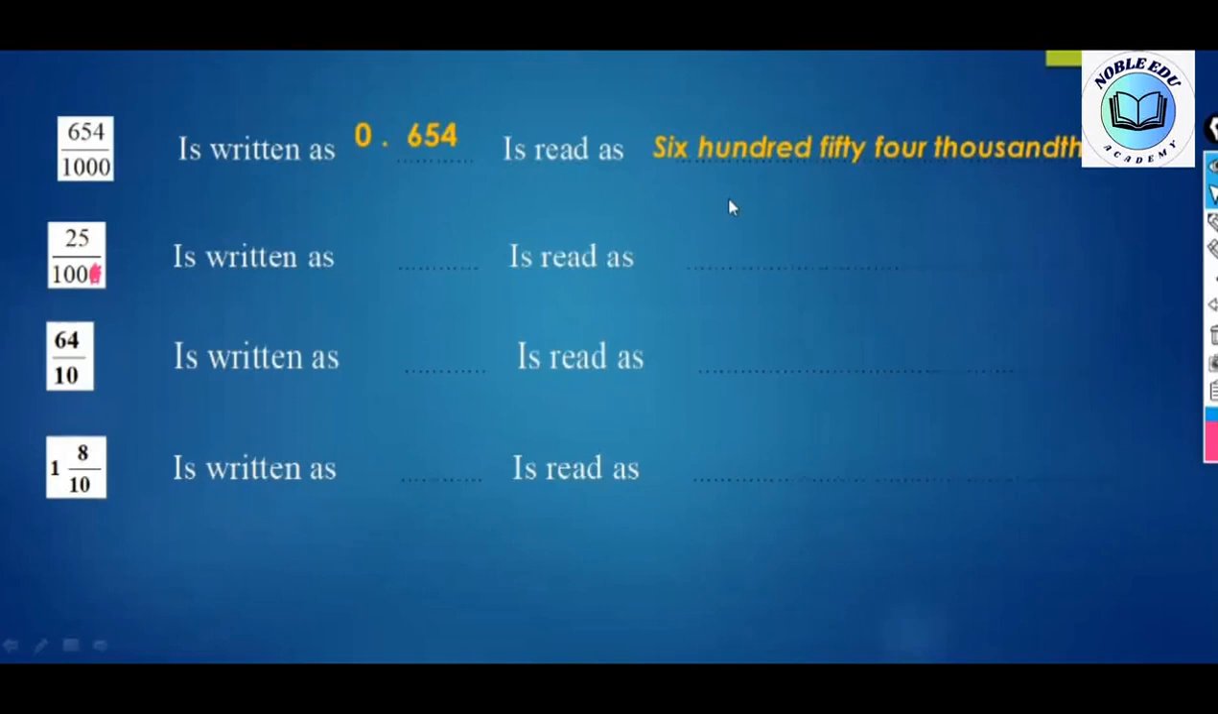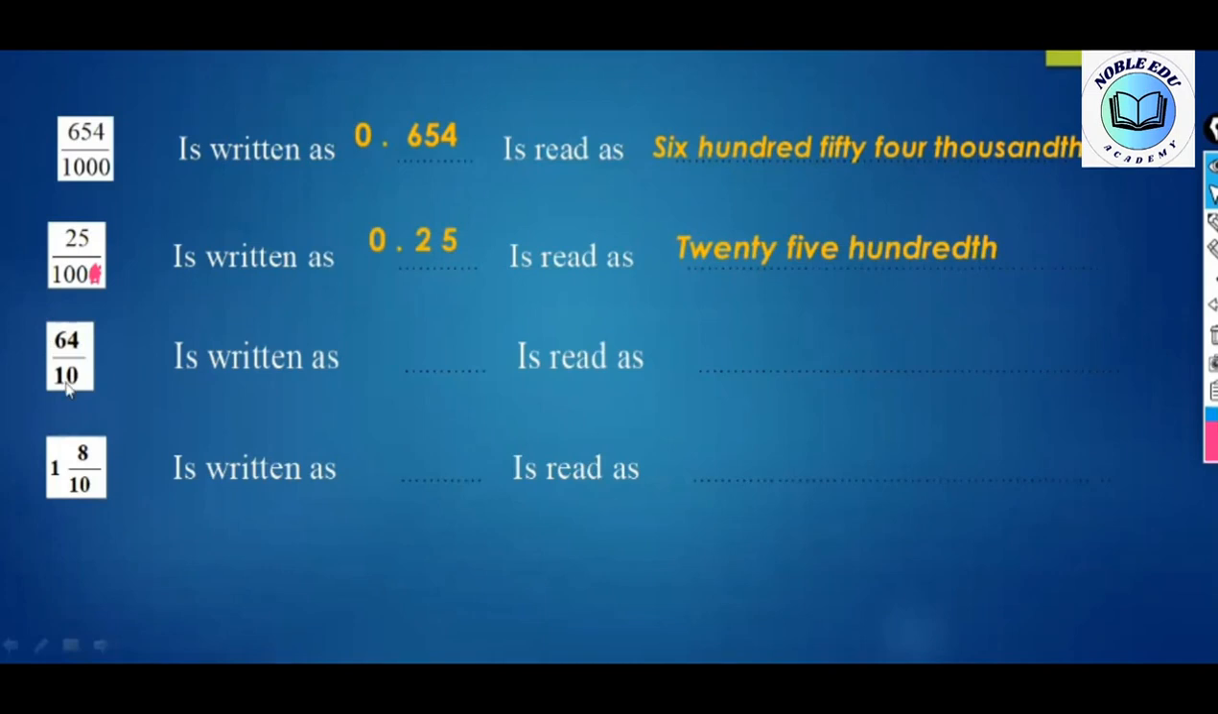I have here 25 over 100. And what about the point? The point goes after 2 digits, because down I have 2 zeros. So write 25 and put the point. Next, write 25 point and 0. Read the number as 25 hundredths.